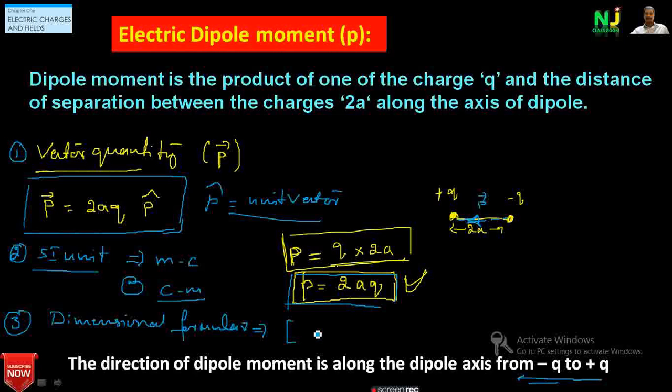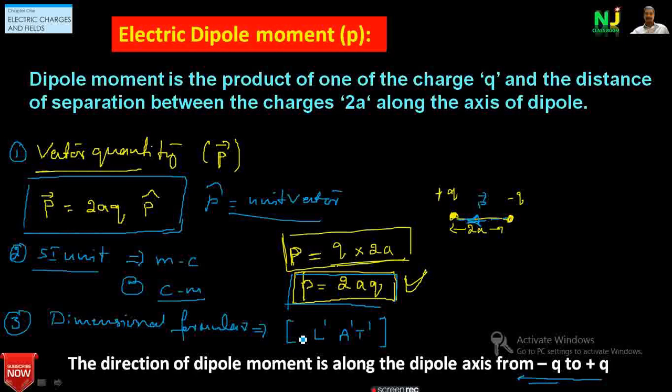Length is written as L1. Charge is AT, where A is ampere and T is time. This is the simple definition. Remember, current is nothing but charge per time. Charge is equal to current into time. Current is ampere, time is T. That is AT, the dimensional formula.